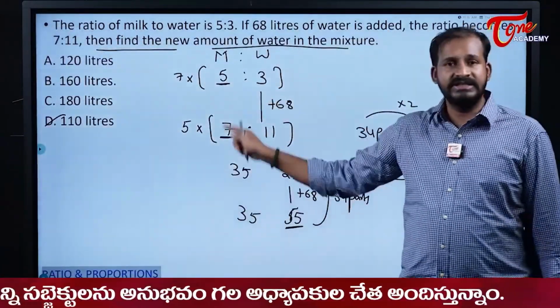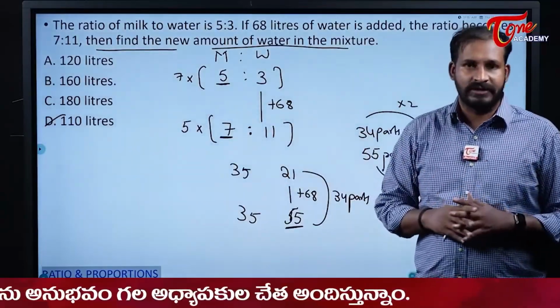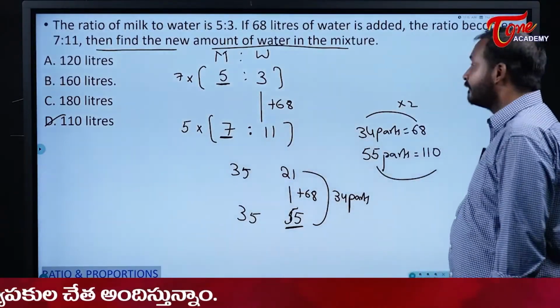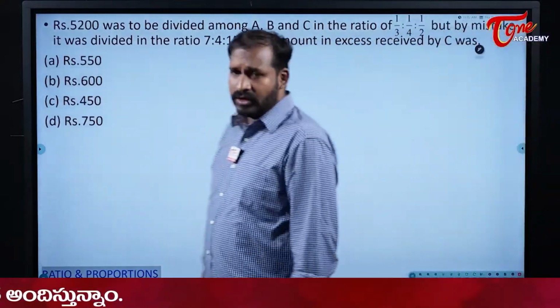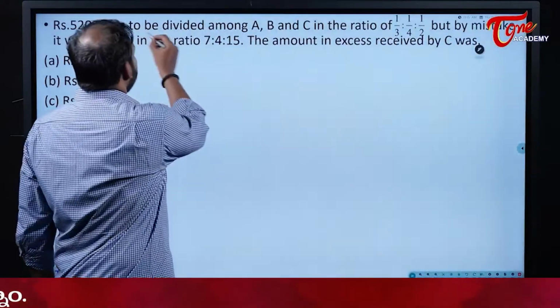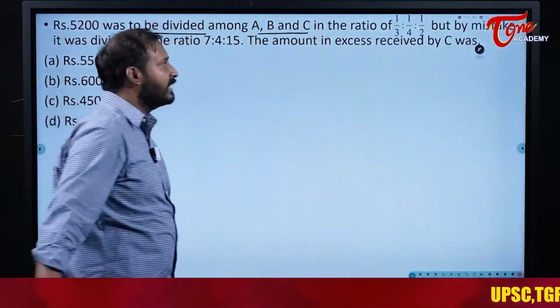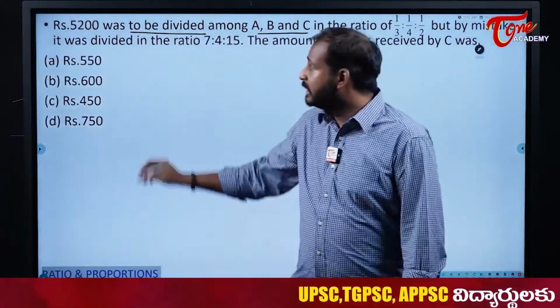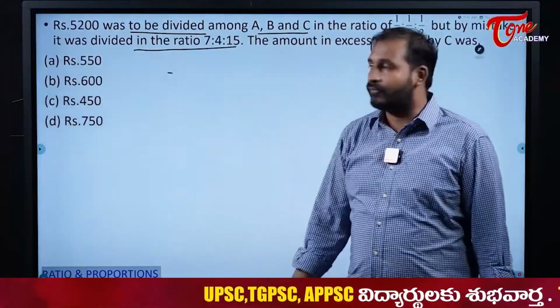So for the unchanged quantity, try to make them equal. Okay, then easily you will get the answer here. Next one. Rupees 5200 was to be divided among A, B, C in the ratio 1/3:1/4:1/2. But by mistake, it was divided in the ratio 7:4:15.